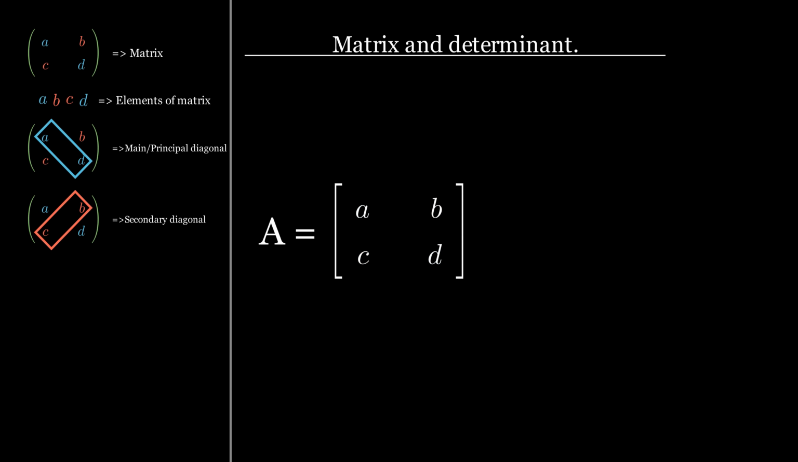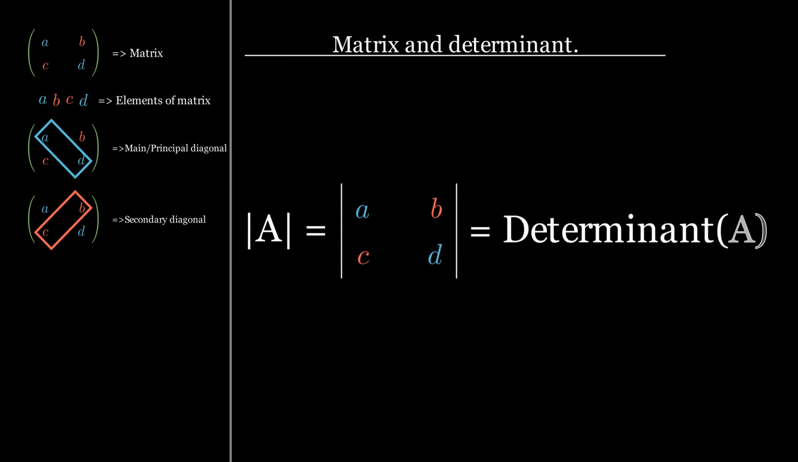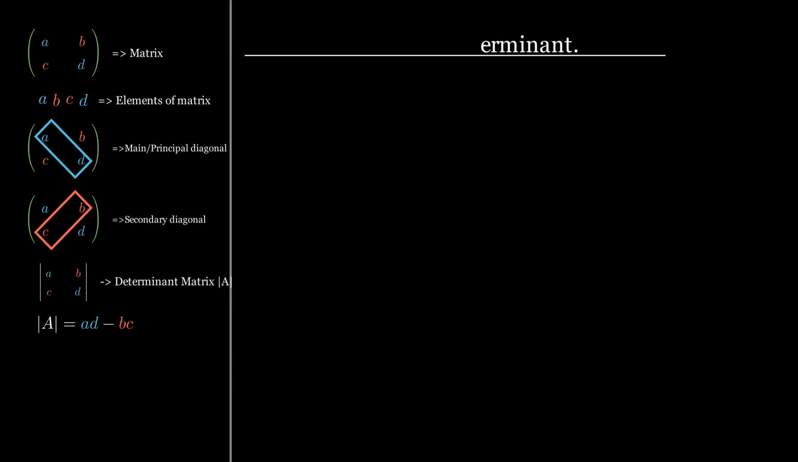You can use square brackets as matrix brackets or enclosing brackets, but we shall use parentheses for now. If you use vertical bars instead, you get the representation of a determinant. The determinant of a 2 by 2 matrix is defined as the product of the principal diagonal minus the product of the secondary diagonal. Now let's use a matrix to solve a system of linear equations.